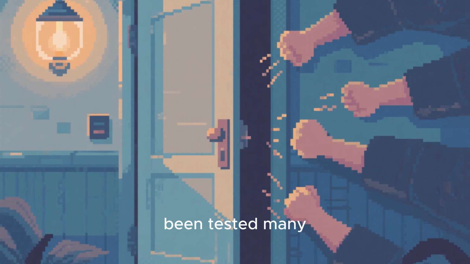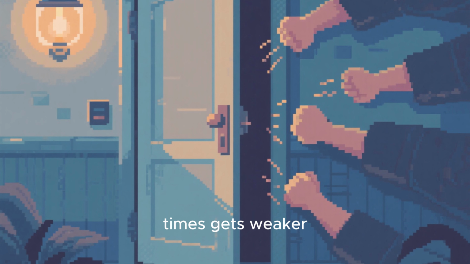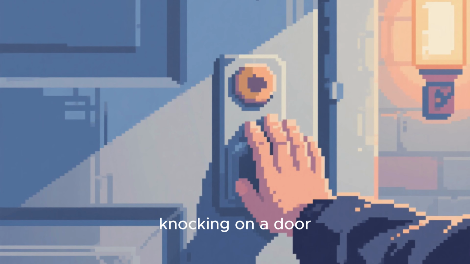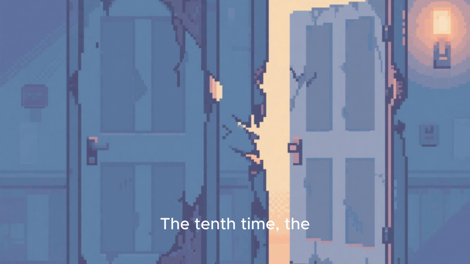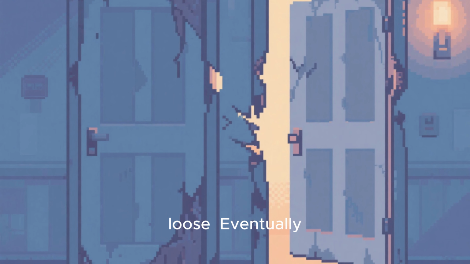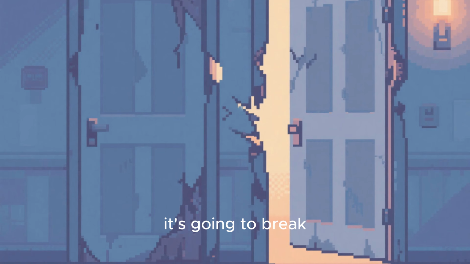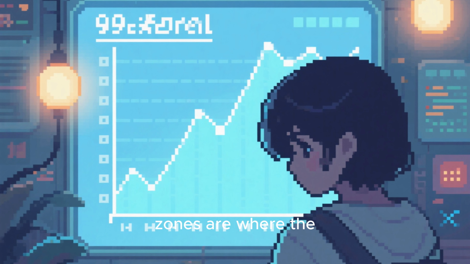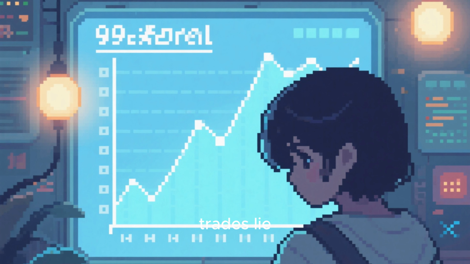A zone that has been tested many times gets weaker. Think of it like knocking on a door. The first time, it's strong. The 10th time, the hinges are getting loose. Eventually, it's going to break. Fresh, untested zones are where the highest probability trades lie.